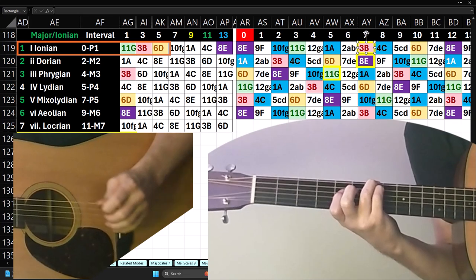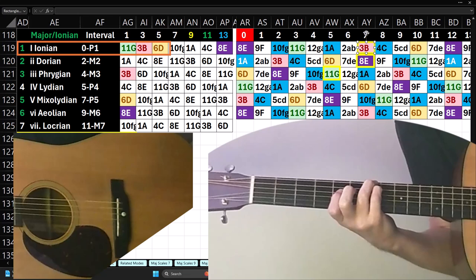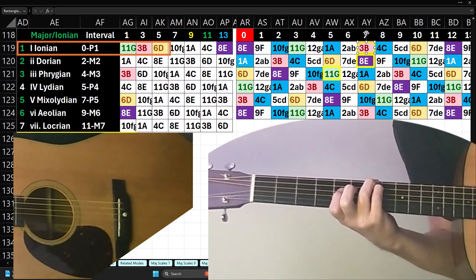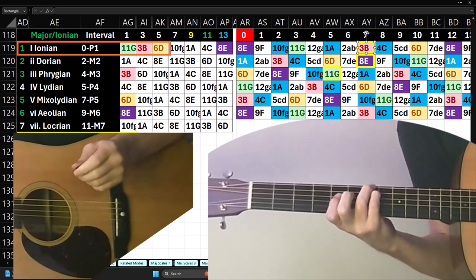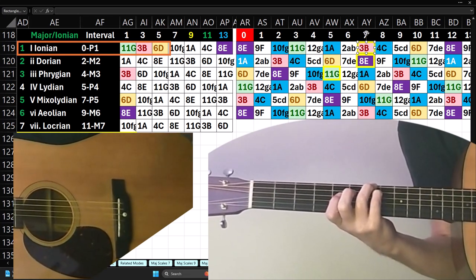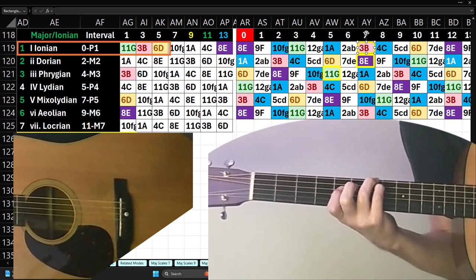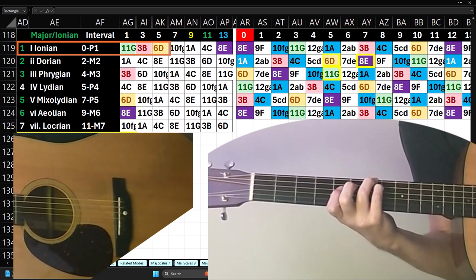And that's that shape where most of you are probably thinking, hey, that's an E minor shape. Yes, but I'm looking at it from this perspective of a G major with a 13 instead of a 5. That's how I'm looking at it. So just deal with it, because that's my perspective.